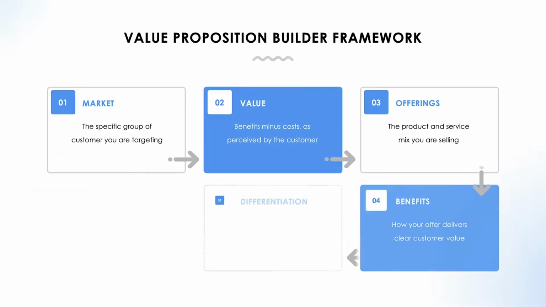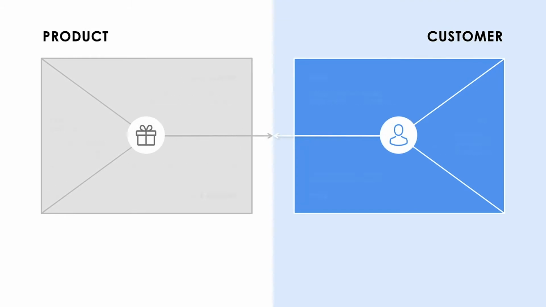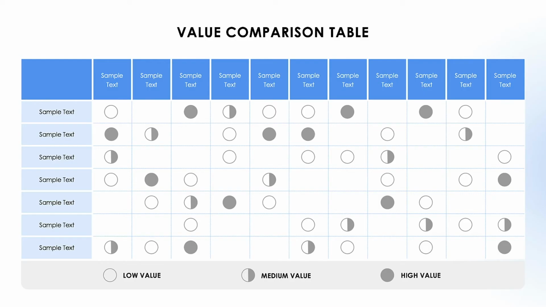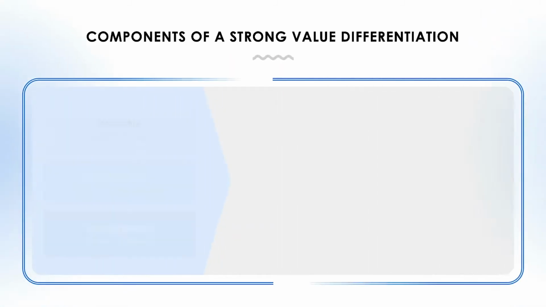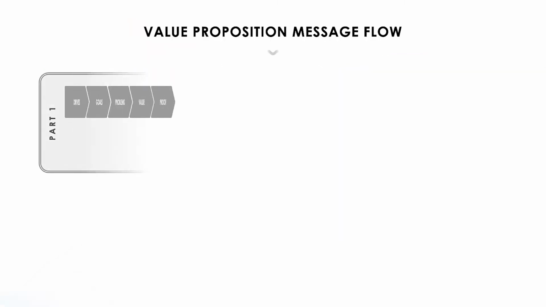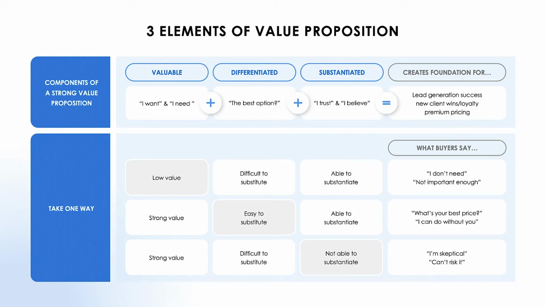The template includes slides on the value proposition builder framework, canvases for customer value and value proposition of the competition, customer value map, comparison tables, components of strong value differentiation, value proposition versus customer segment, message flow, spectrum, 3 elements of value proposition, plus many more. Additionally, stick to the end and we'll explain how a company like Slack could use these slides.